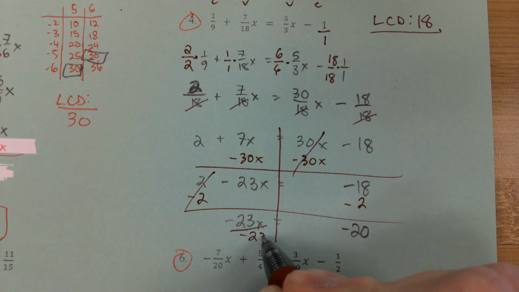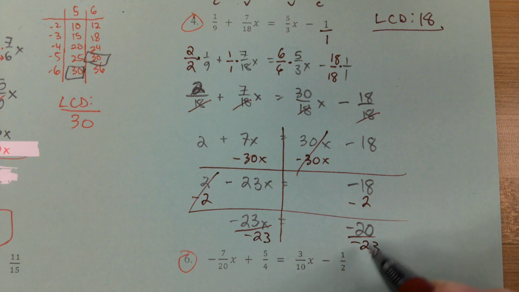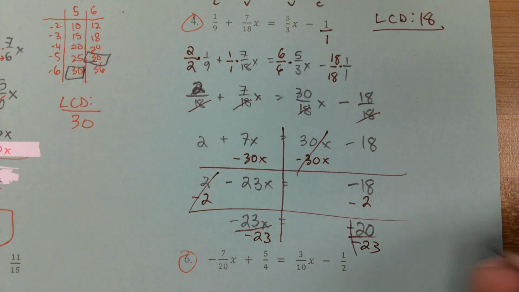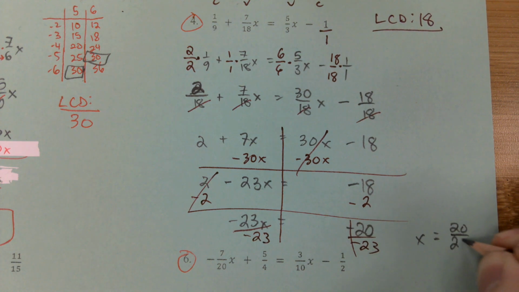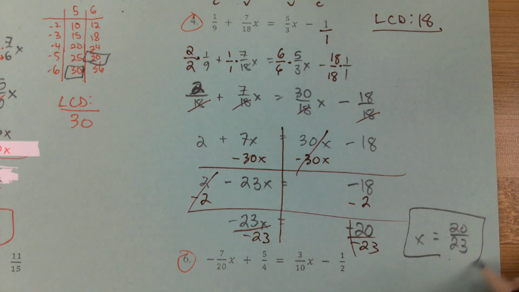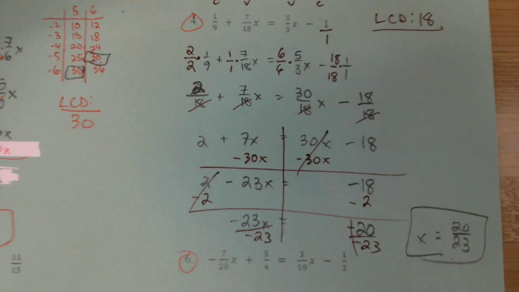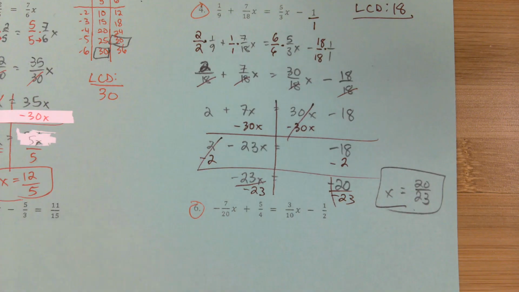Divide both sides by negative 23. Negative signs cancel out, leaving us just with x equals 20 over 23. Can we simplify 20 over 23 at all? No. Nope, 23 is a prime number, so we're good to go. Like I said, we're going to get really ugly fractions sometimes with these answers, but that's okay.